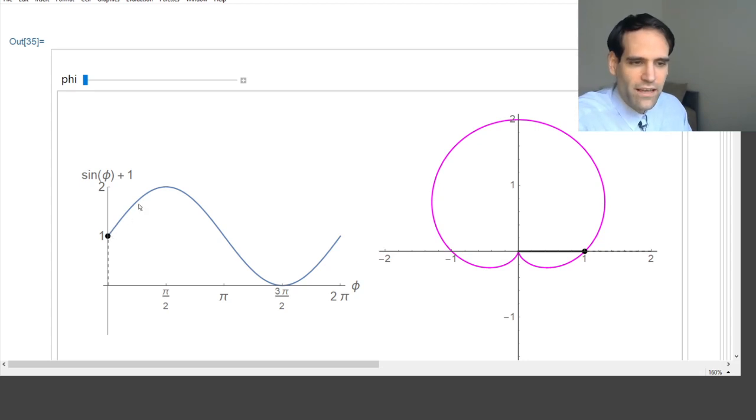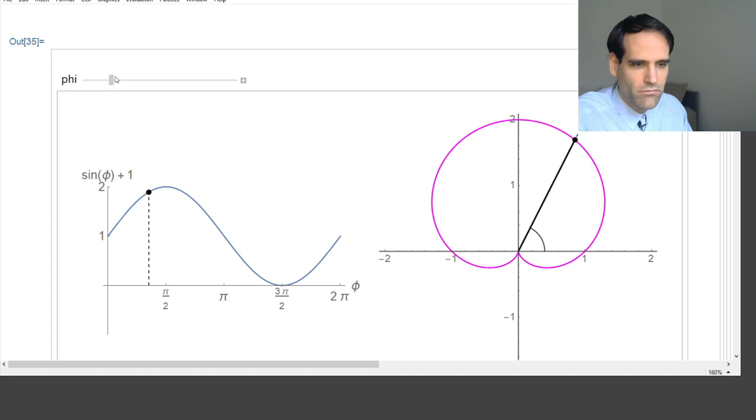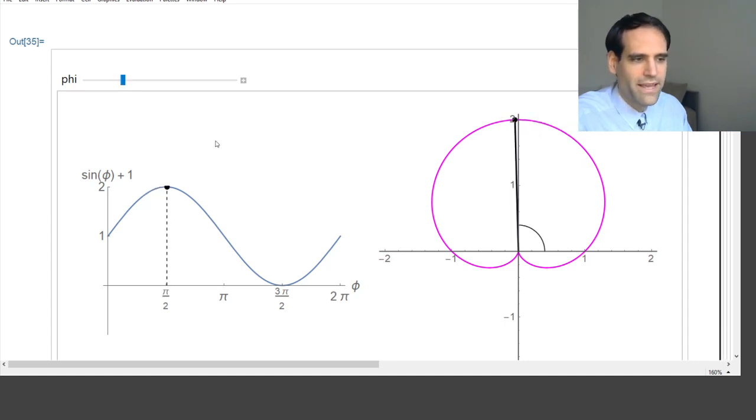Then as you increase the angle up to pi over 2, which is what I'm doing now, you can see that the distance to the origin is increasing progressively. This length is getting longer and longer, up to a maximum of 2, which corresponds to the angle when phi equals pi halves. So when this is a right angle, the distance to the origin is 2, which corresponds to this point here in the cardioid.